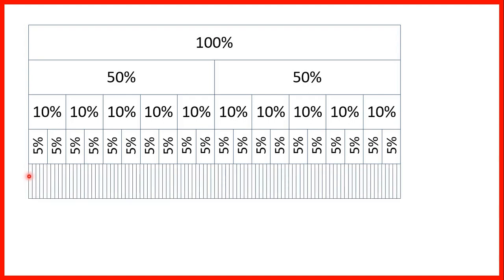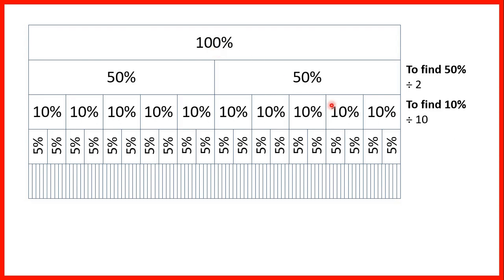And if we show 1% bars, we need 100 1% bars to be the same as one 100% bar, because 1 times 100 is 100. And this is useful because if we want to find 50% of a number, we can divide by 2. If we want to find 10%, we can divide by 10 because 10 10% bars are the same as one 100% bar.